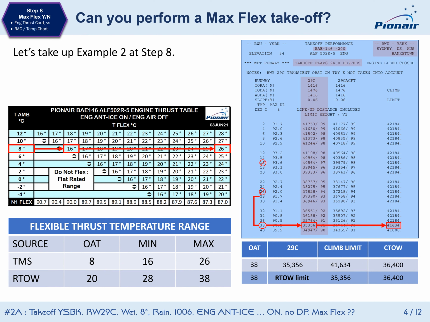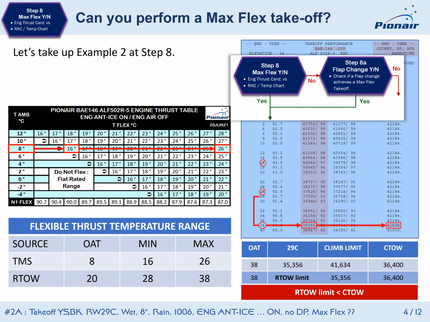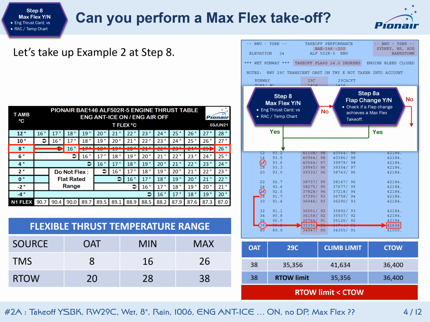As we work our way across to the right from our augmented maximum flex temperature of 38 degrees and extract the two limit weights, we rapidly come to the conclusion that the runway RTOW limit is in fact less than our corrected takeoff weight. As such, we cannot use max flex. So looking at our diagram, this is where we change from example 2, and instead we'll move into step 8A and see if a change of flap gives us a maximum flap takeoff.